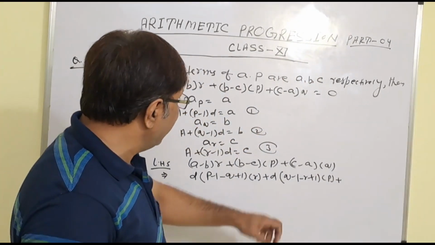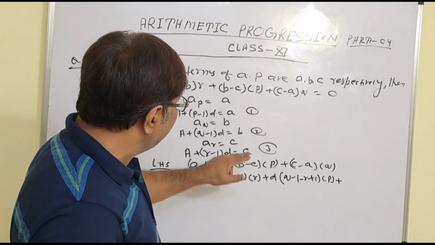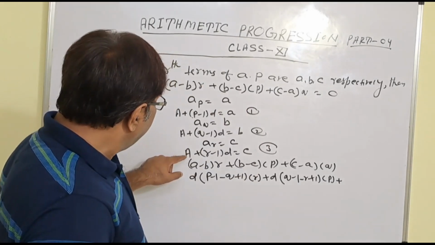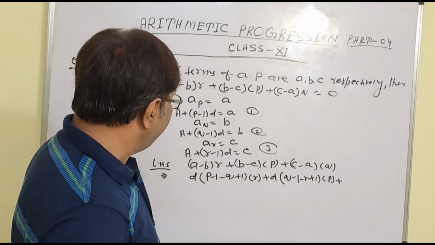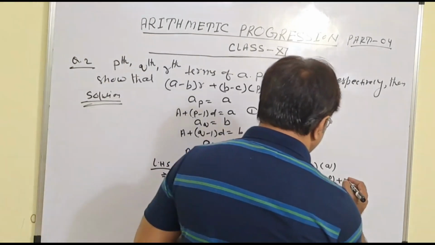Now C minus A. C and A are here. So A minus A is 0. We get (R minus 1) minus (P minus 1). We are taking common D again.